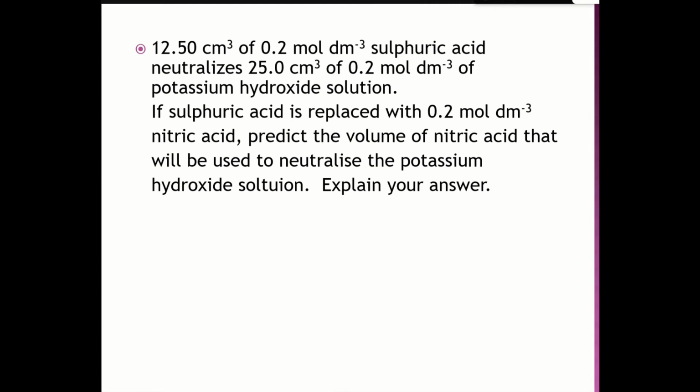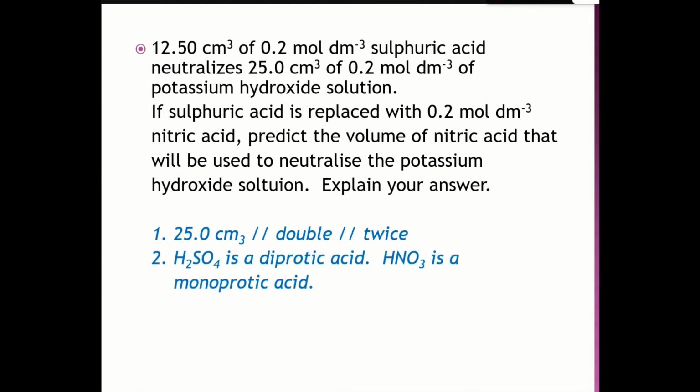So the question here, keyword number one: predict the volume of nitric acid. What we can come up with is 25 cm³, or just say double the volume, or twice the volume. Then why do we need twice the volume? Because the explanation must mention both. Nowadays, for explanation questions that involve a comparison, we must compare both. We cannot just explain in one direction.